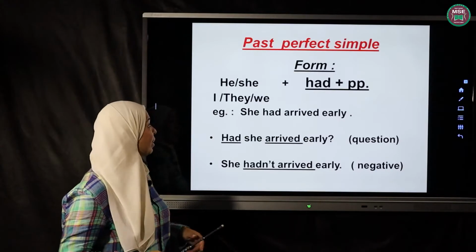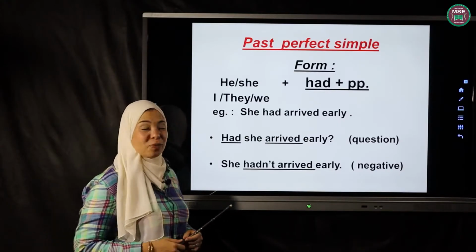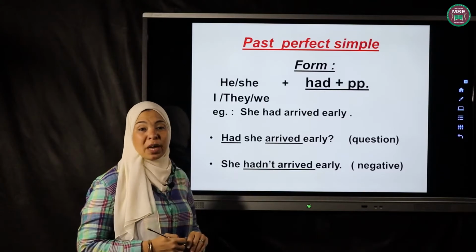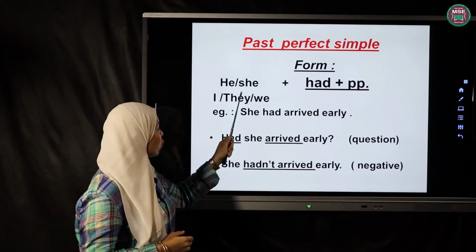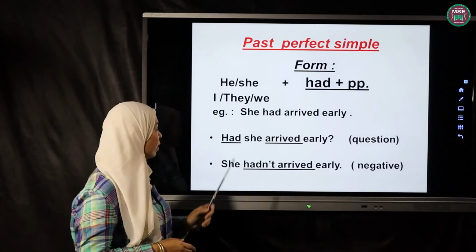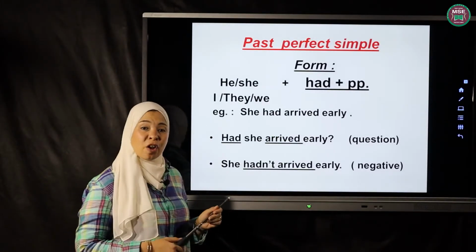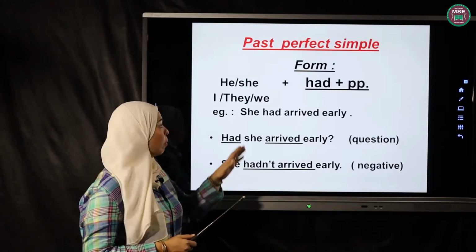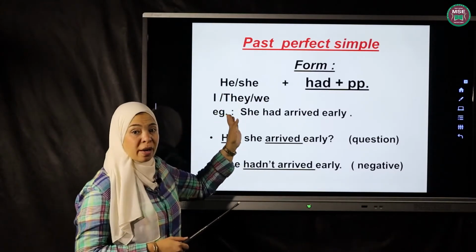Okay, let's start. The past perfect simple is formed by putting had plus PP. You know, had is the past form of have. So, he, she, I, they, we plus had plus past participle. Example, she had arrived early. They had arrived early. So, we put had with he or she or I or they.